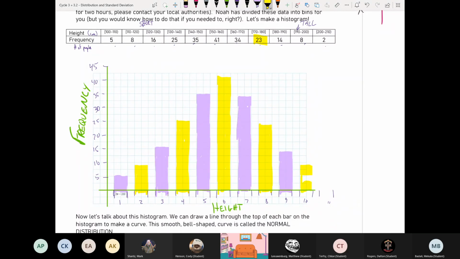And 8 here. And the last one is 2. So all right, we can see this is 41, 34, 23, 14, 8, 2.